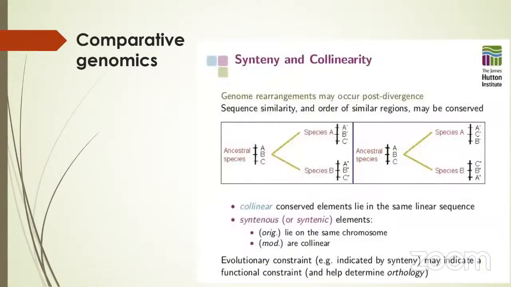Now coming to comparative genomics. In comparative genomics there are two terminologies you have to remember. I'm not going into more details. The synteny and collinearity. For example, you have an ancestral species, that is the reference genome ABC. Now you have species A and species B.